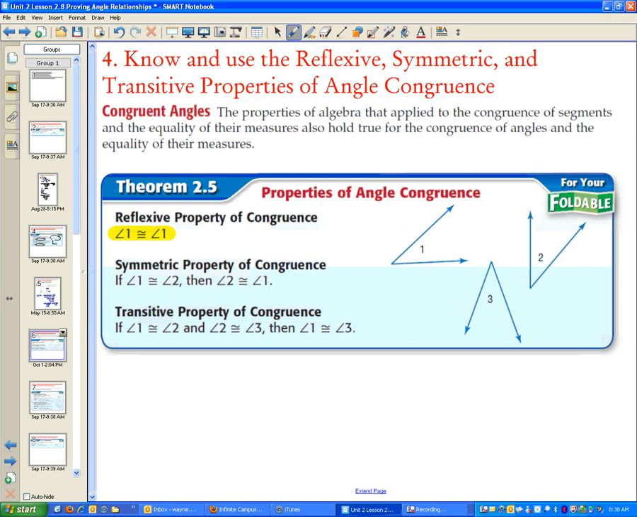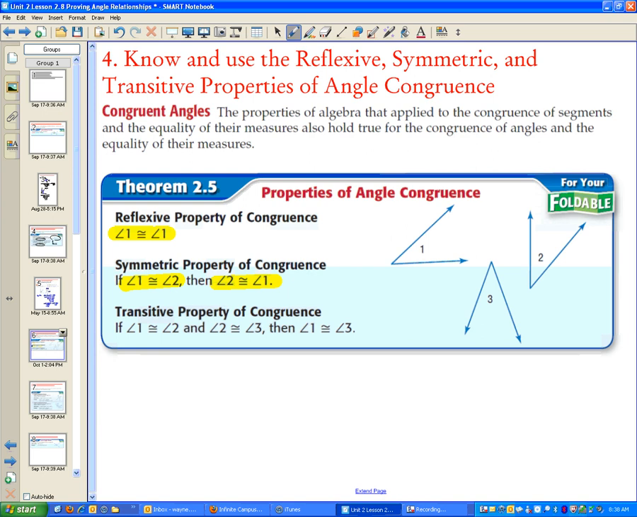All right? The symmetric property of congruence. If you write angle 1 is congruent to angle 2, and then I write angle 2 is congruent to angle 1, haven't we conveyed the same meaning? Yes, that those two angles are congruent to each other. So the symmetric property works for congruent angles.